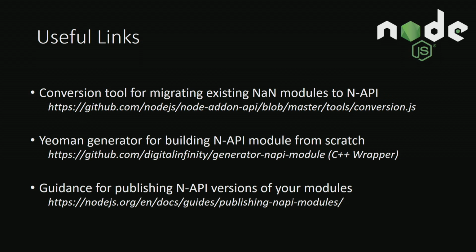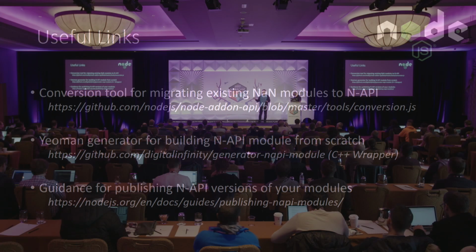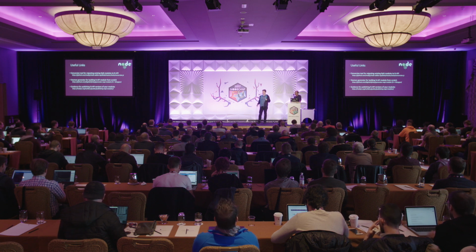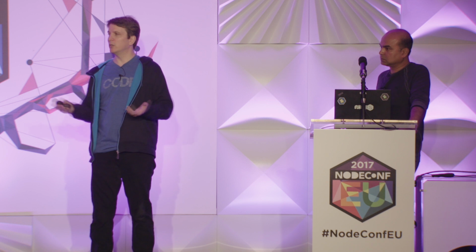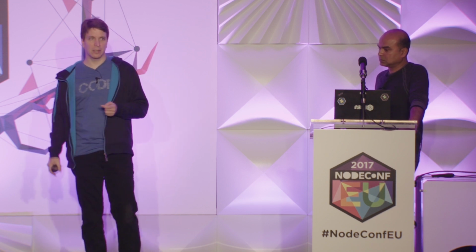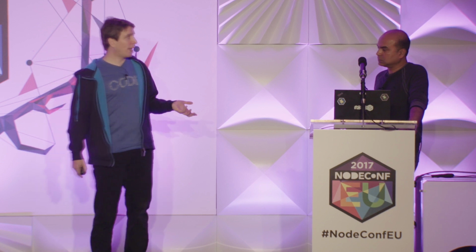And then the last thing we do know is that there's going to be the transition period. So we have some guidance that we've thought about it. How do you have a version of your module that supports both NAPI and your existing users or versions of Node that don't support NAPI yet? There's a document there that suggests the way that you can do that. If you've got a module and you want to do that, that's a good thing to take a look at. So that's all we had.